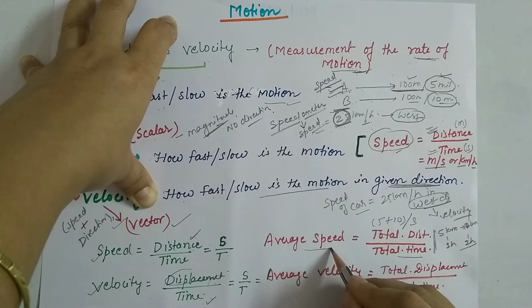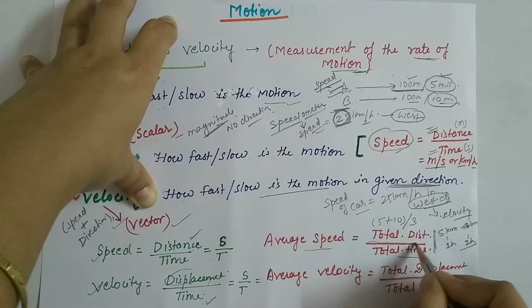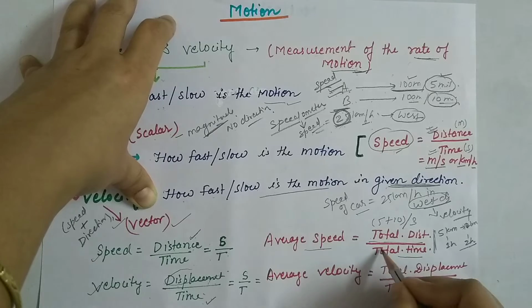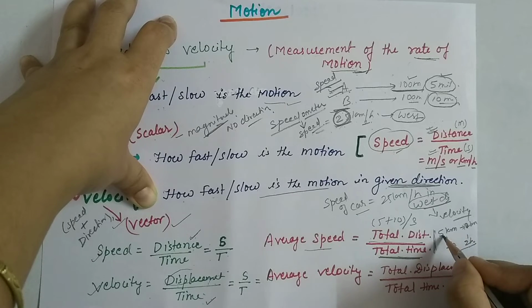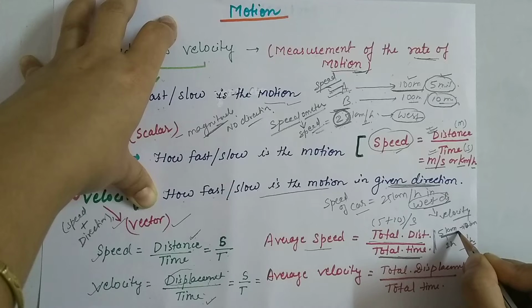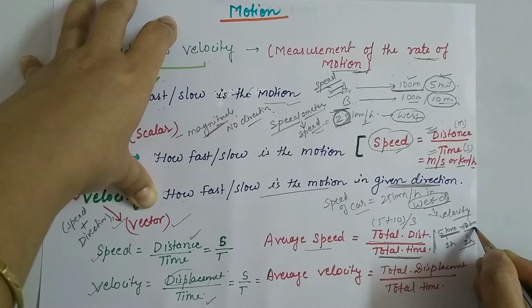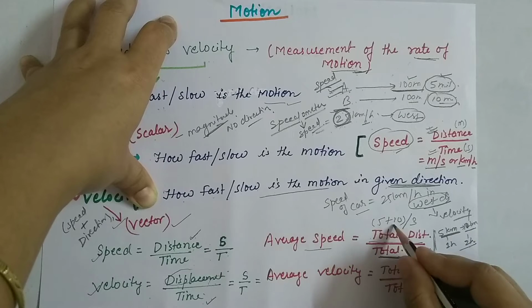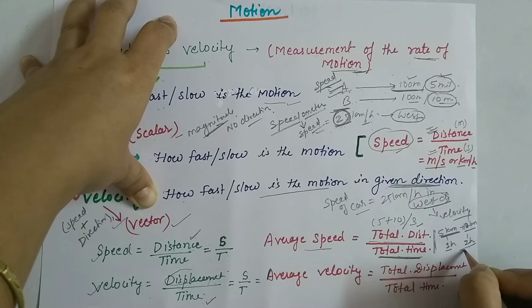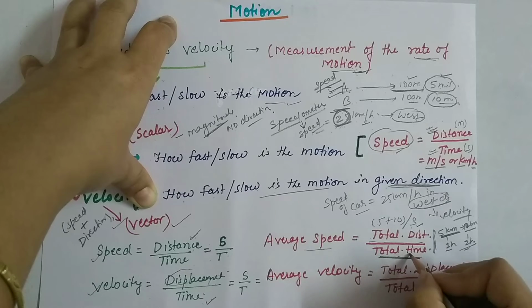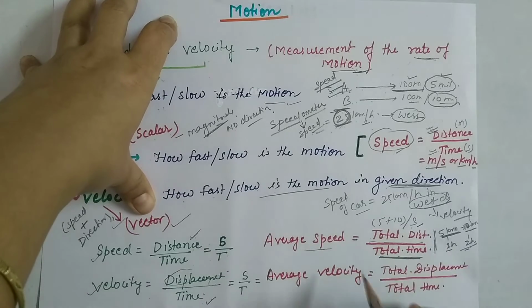So average speed is the total distance covered by an object divided by the total time taken. Here you can see the first vehicle moves 5 km, then the vehicle moves 10 km, and when we add both and divide by the total time taken, 1 hour and 2 hours, we find the average speed. Similarly, average velocity is the total displacement divided by the total time taken.